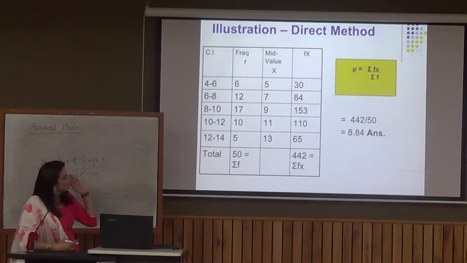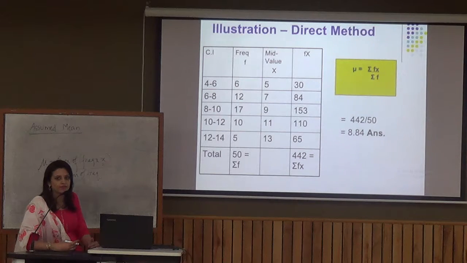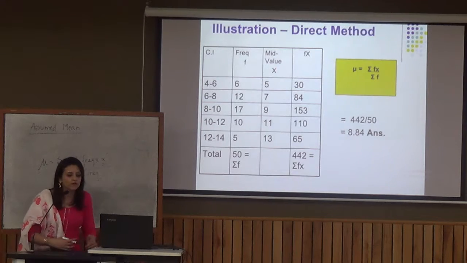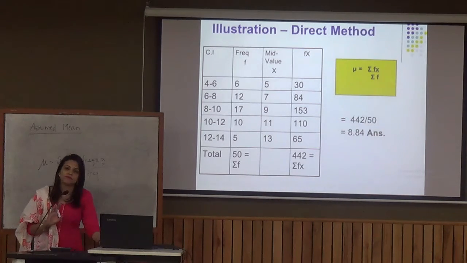And then you have f into x. The first frequency into x is 6 into 5, 30, then 12 sevens are 84, 17 into 9 is 153, and so on. You add up and you get summation fx upon summation f. Summation fx is 442 upon the total frequency, which is 50. 442 upon 50 comfortably gives you 8.84 as the answer. Now this is a very basic method.